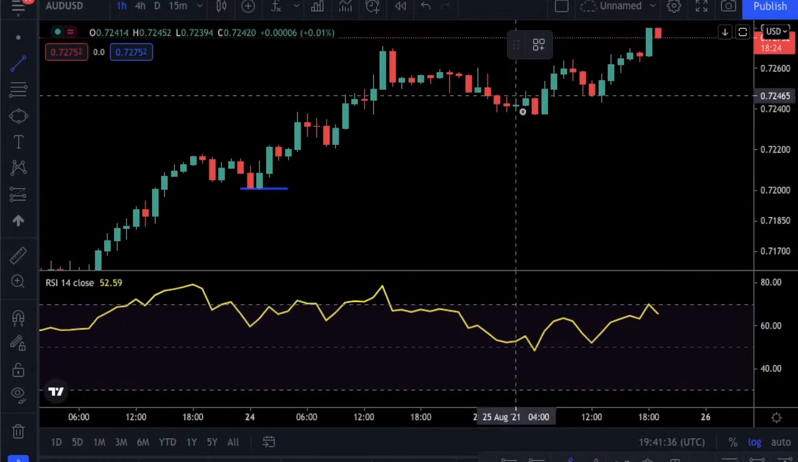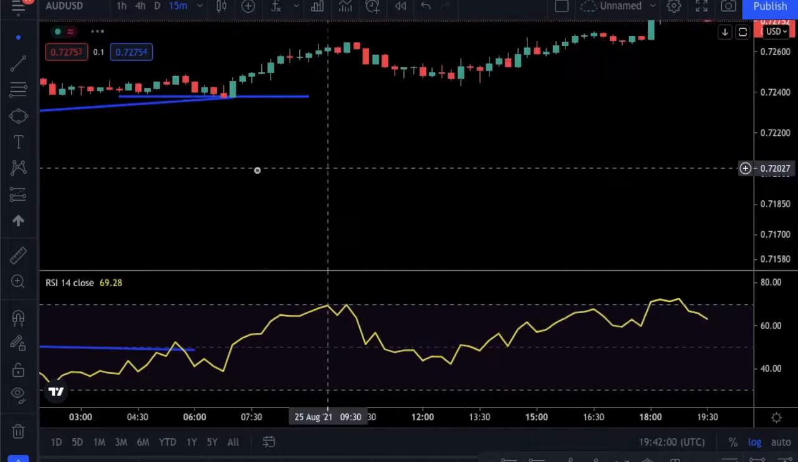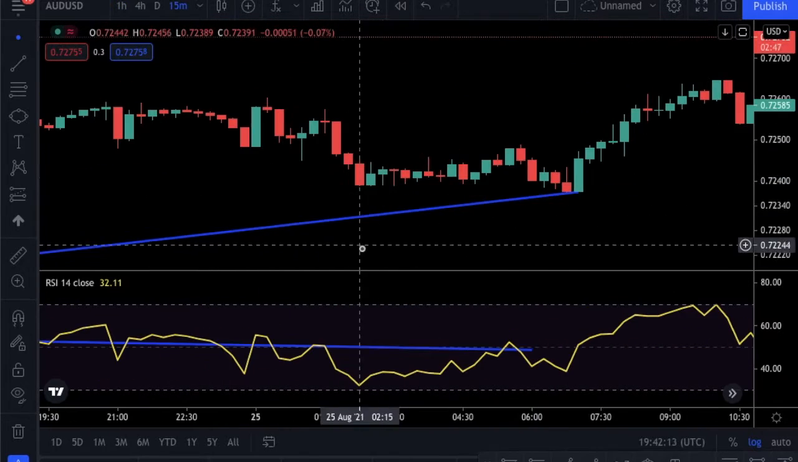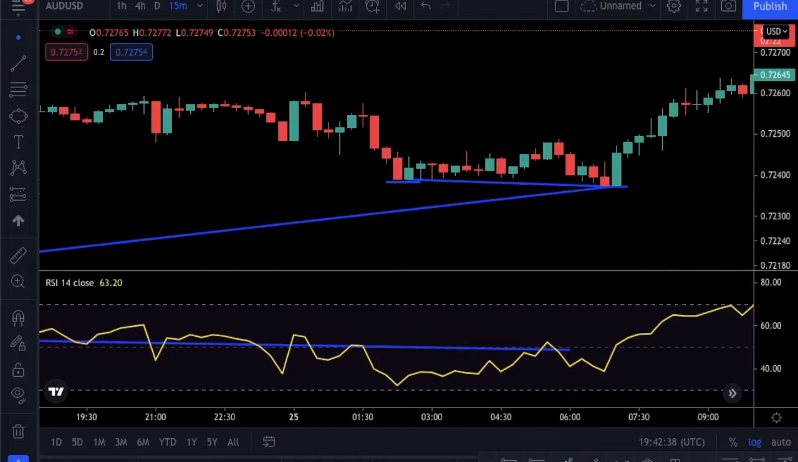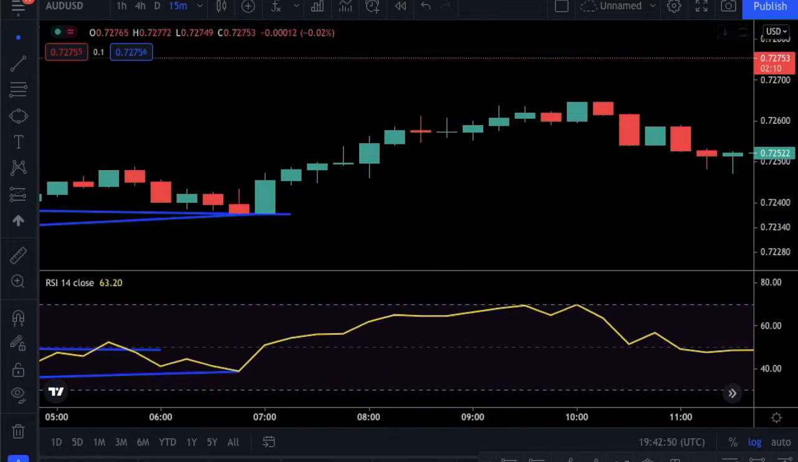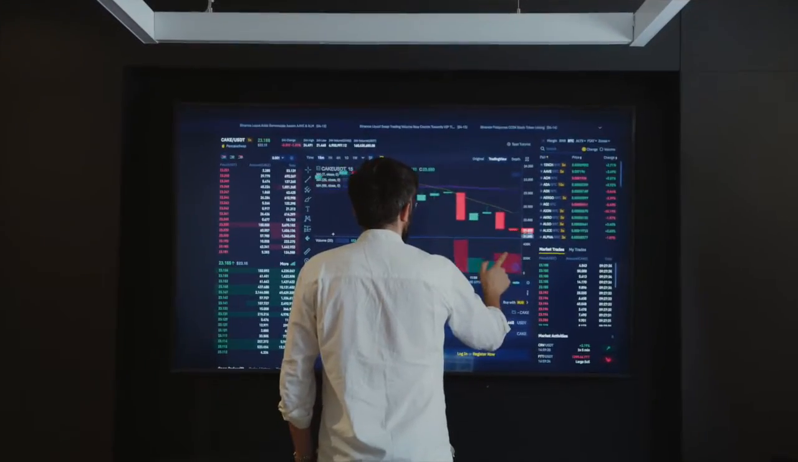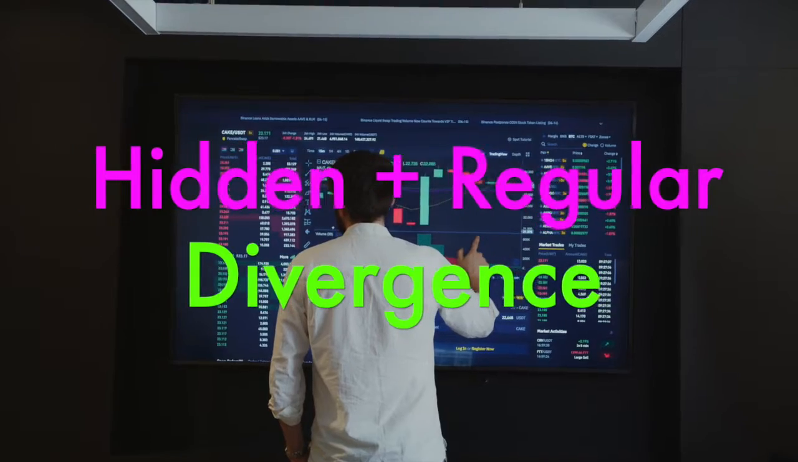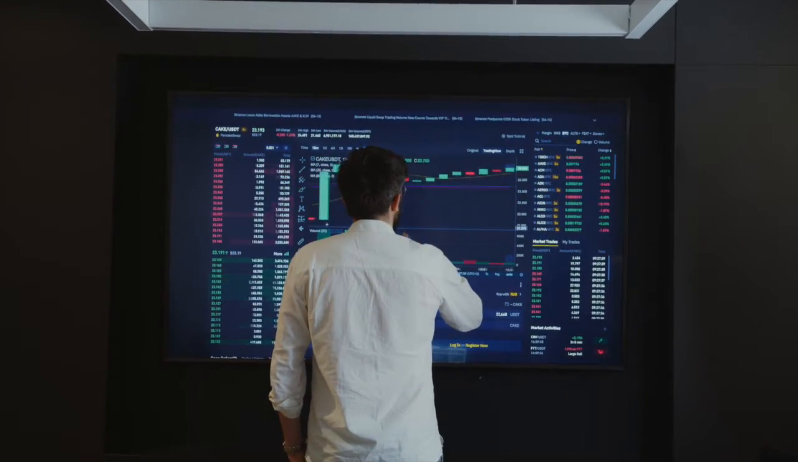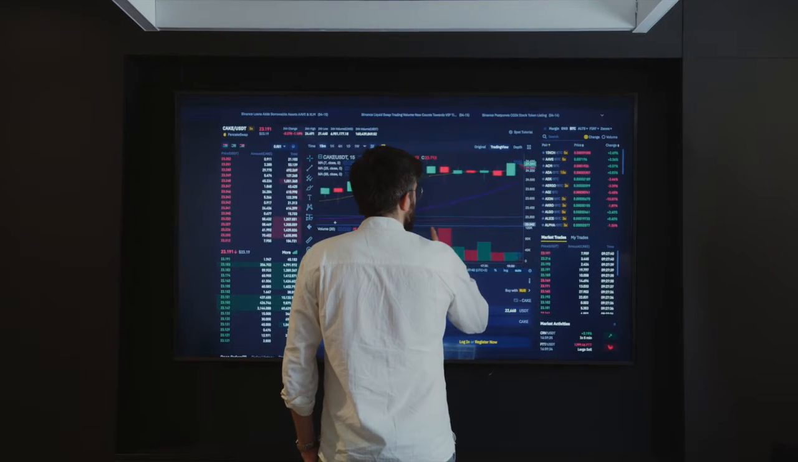Okay, before we start, let me explain the strategy we will use. We will use both the hidden and the regular RSI divergence in our strategy, and we will have a multi-time frame approach. In the bigger time frame, we will look for a trend and a hidden divergence. And then we will go to the lower time frame and look for a regular divergence to open our position. Don't worry if it sounded complicated. We will go step by step and I will try to explain everything as simple as possible.